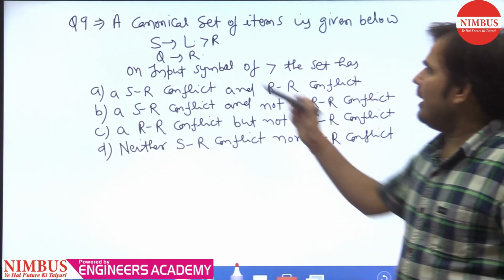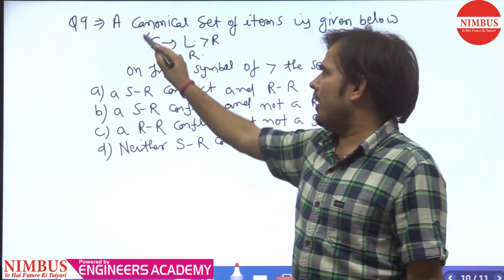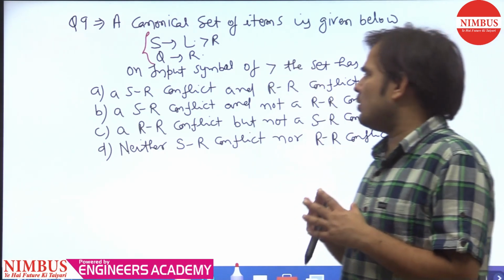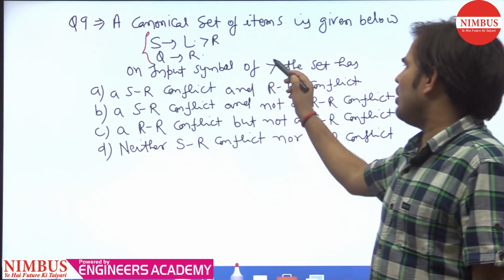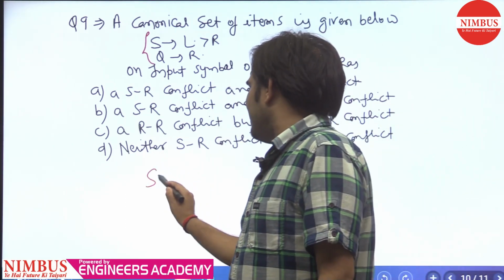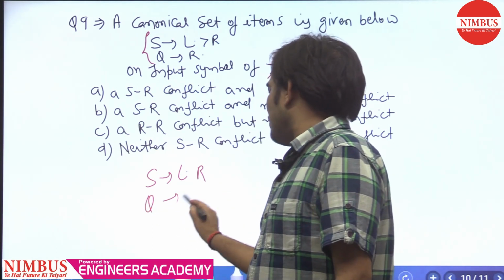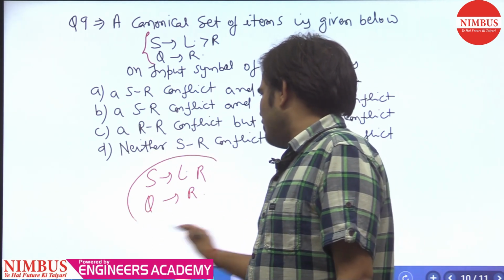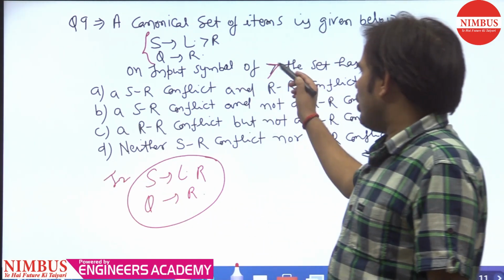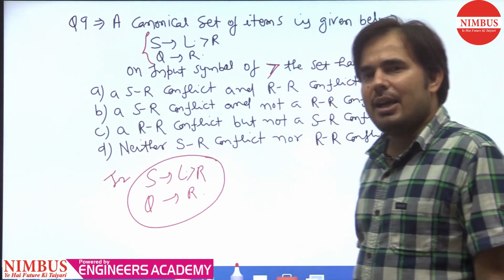Let's see the question. A canonical set of items is given below. This is the canonical set of items, means this is any state in the canonical set of items. On input symbol greater than, the set has. This can be any state during the calculation of the canonical set of items. Suppose you consider it the I2 state. So it is asking what happens on giving this greater than sign, कौन सी चीज़ यहाँ पे हो रही है?